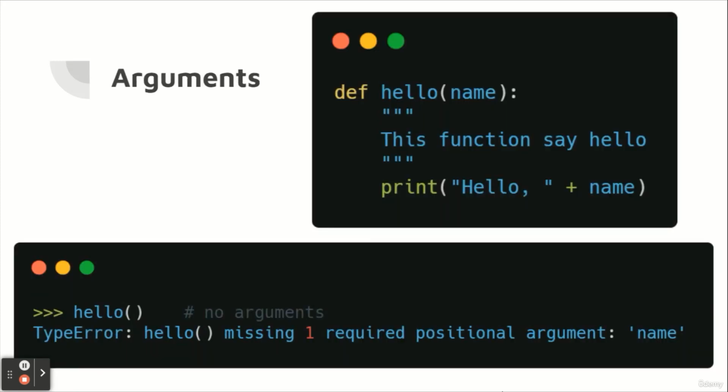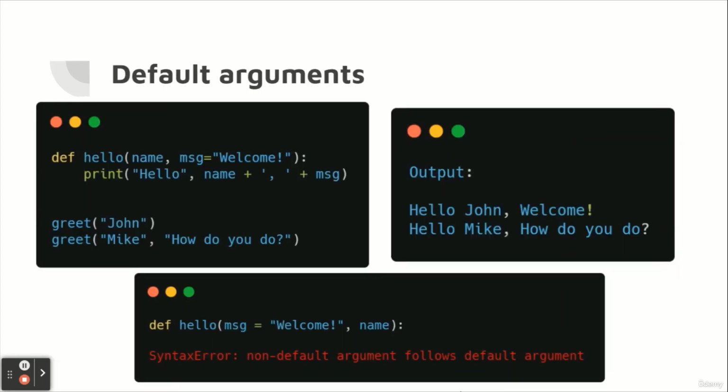Let's go through function arguments topic. If we call function with different number of arguments, the interpreter will show error message. On the slide you can see call of function with no arguments along with respective error message. Function arguments can have default values. We can provide default value to argument by using assignment operator.